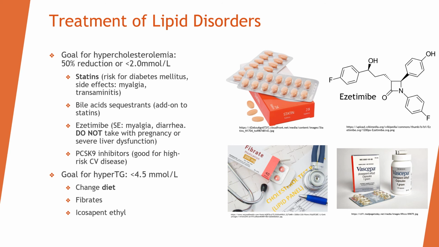A goal in the case of hypertriglyceridemia is to lower it to below 4.5 millimoles per liter, and we could give fibrates or icosapent ethyl. And because triglyceride levels are dependent on diet much more than genetics, changing the diet would affect this and have a much more positive outcome on the patient.